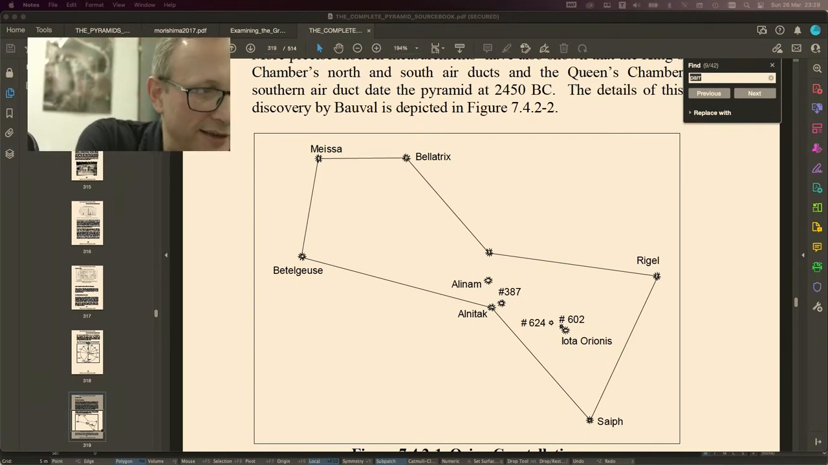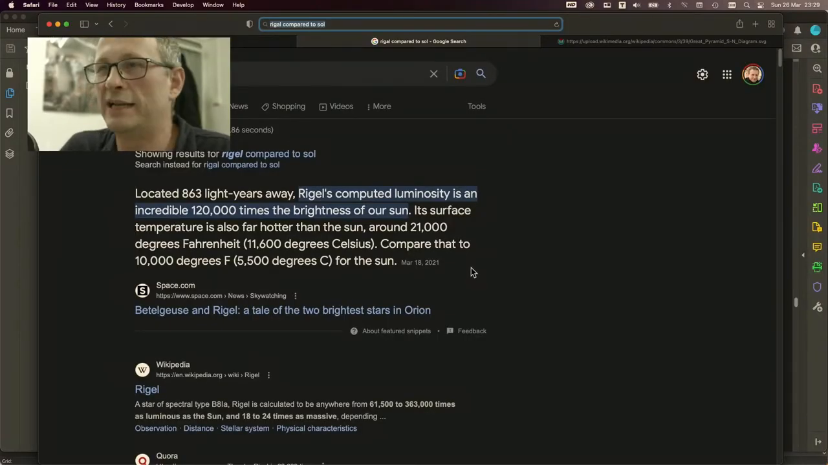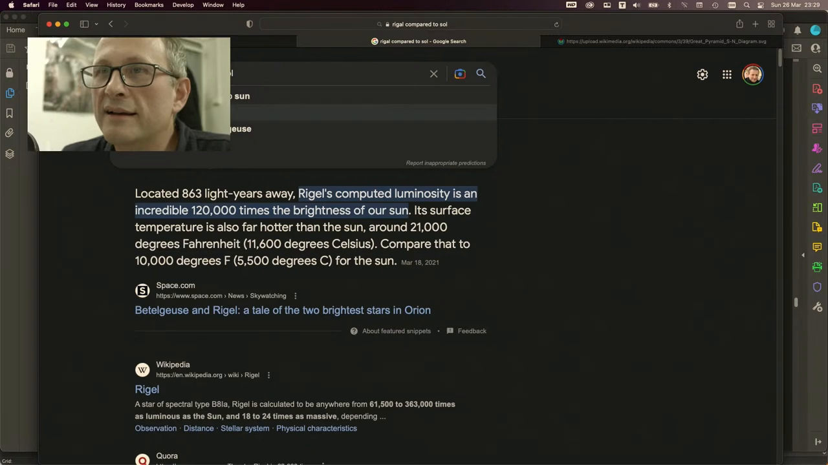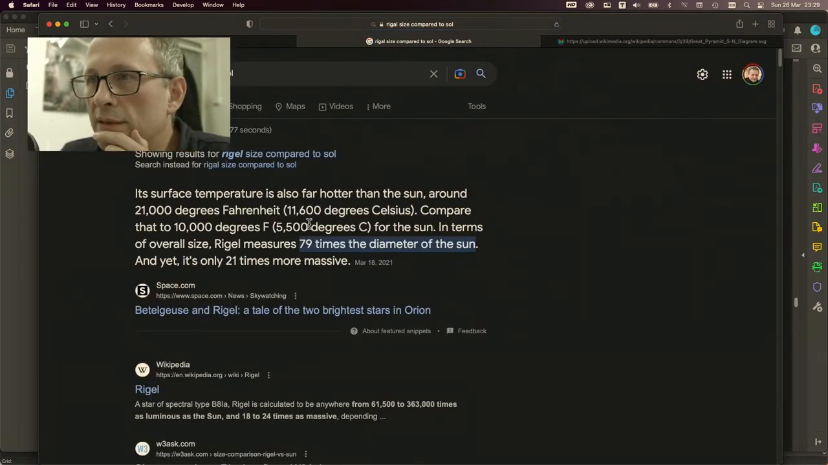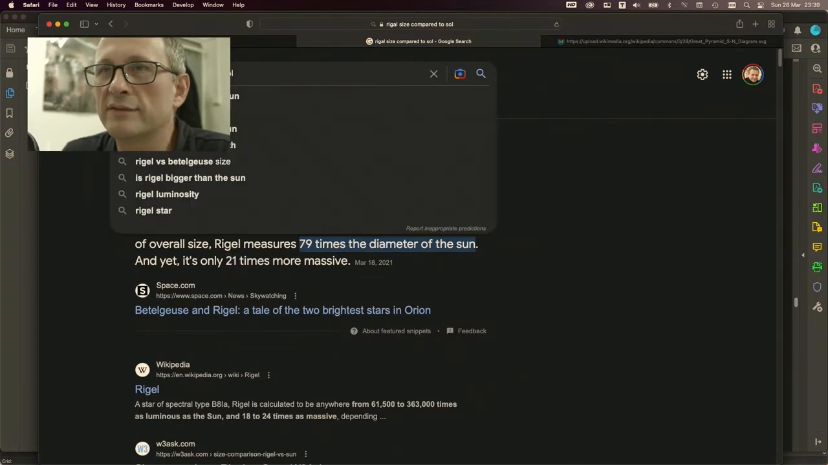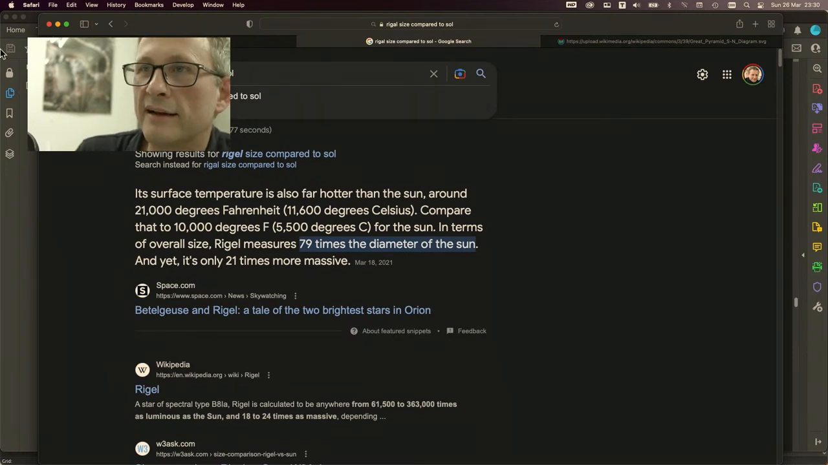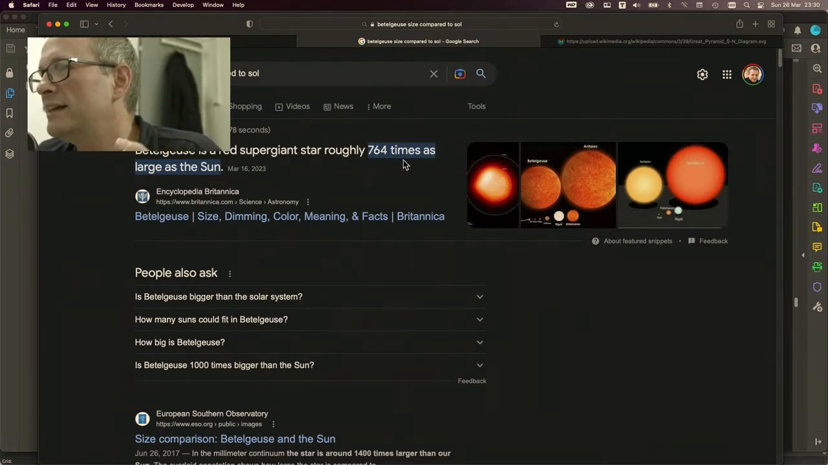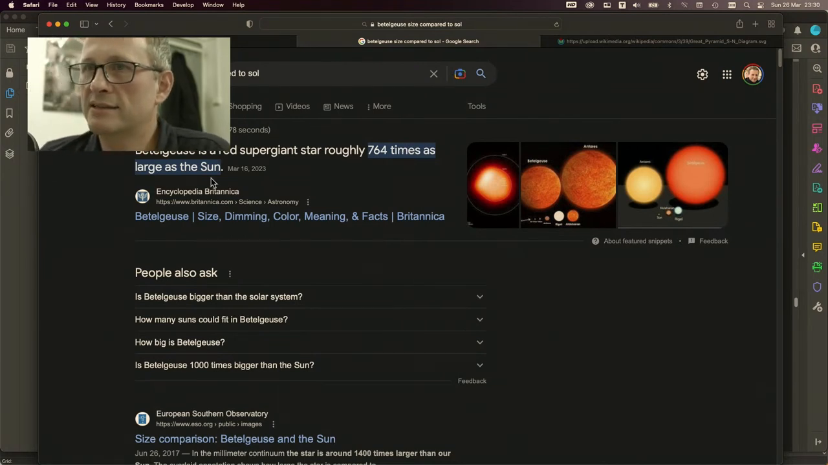Let's just do a quick Google search. I will do Rigel compared to Sol. Oh my god, okay, it's quite luminous. Rigel size. Okay, so Rigel is 70 times the diameter of the Sun, and it's 21 times more massive. And Betelgeuse compared to the size, it's 764 times larger than the Sun.